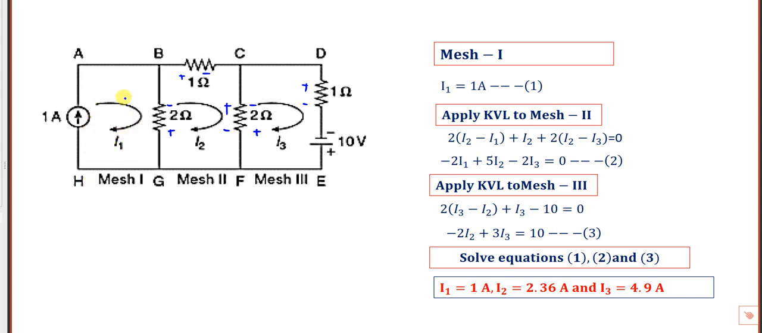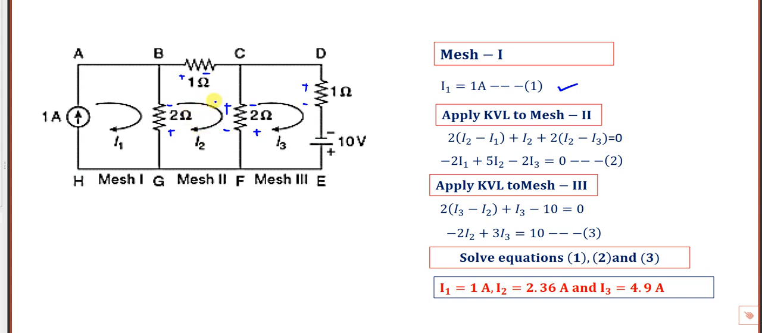And I cannot write KVL for mesh 1 because there is a current source, but I can directly write that I1 is equal to 1 amp. Okay, I1, why is it plus? It is clockwise and it is matching with this 1 amp direction. I1 direction is same as whatever 1 amp is going. So I1 I can directly write as 1 amp.